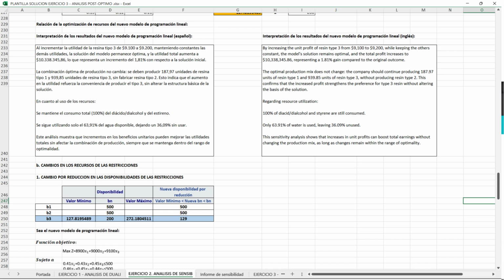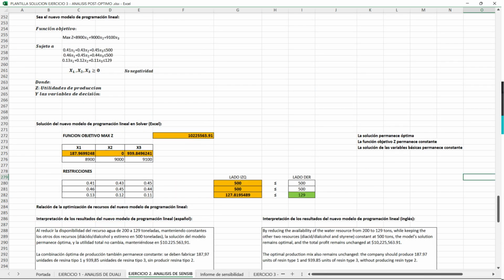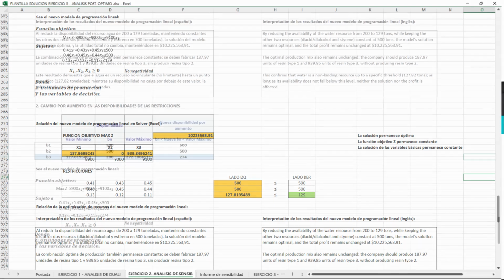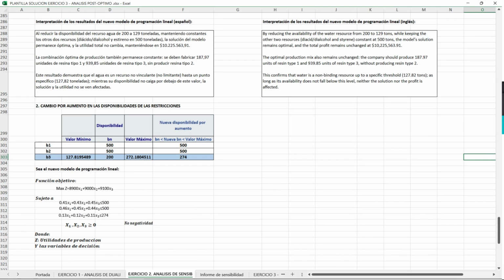3. Reduction in water availability. Modification. We reduce the water resource from 200 tons to 129 tons, keeping diacid and styrene at 500 tons each. Result: neither the production mix nor total profit are affected, remaining at $10,225,563.91. Interpretation: water was not a limiting resource as long as its availability was above 127.82 tons. Only below this threshold would it begin to condition the solution.